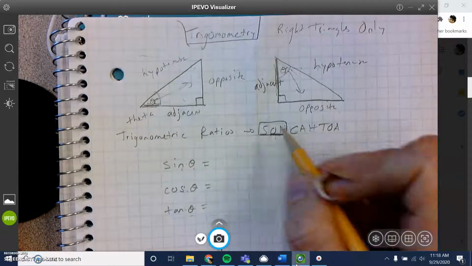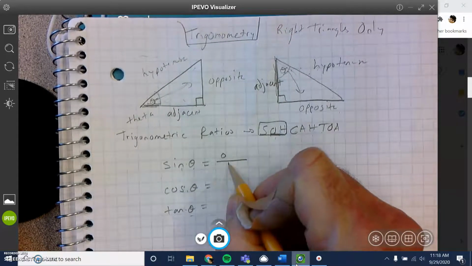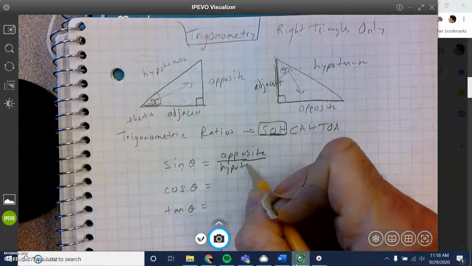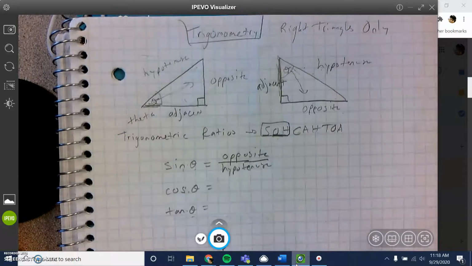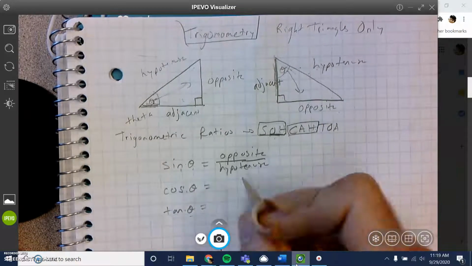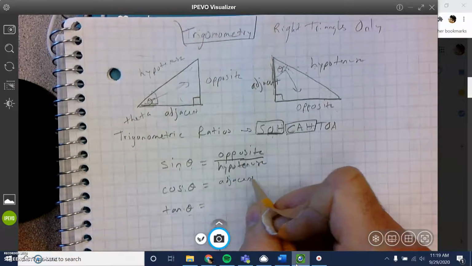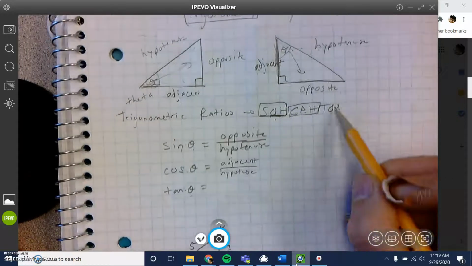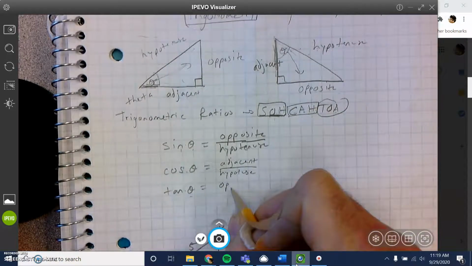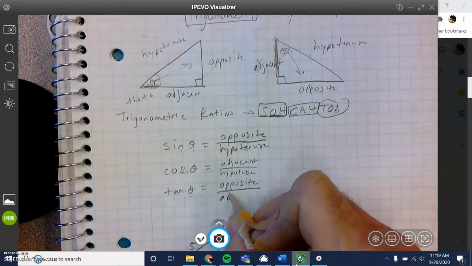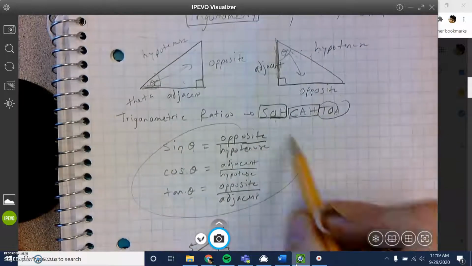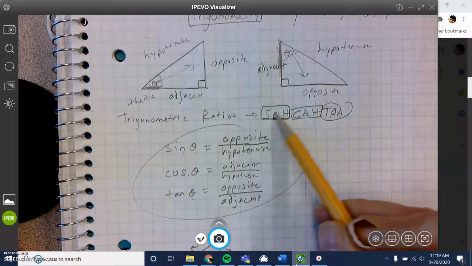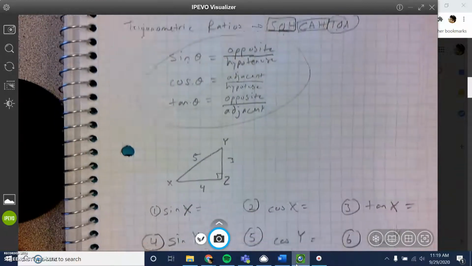This tells you what's up with sine: opposite divided by hypotenuse. Cosine is adjacent over hypotenuse. This is something you have to write down. You're going to refer to it a lot as we move forward. And then tangent is opposite over adjacent. And there we go, SOHCAHTOA. SOHCAHTOA is easy to say and easy to remember, so it helps you remember this very quickly. Now, here is an example.